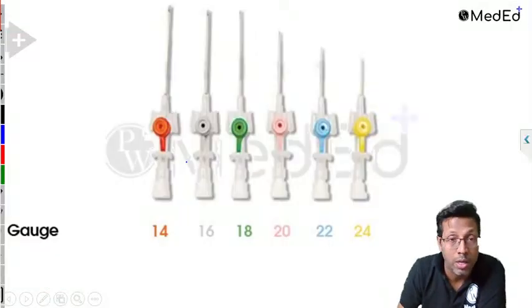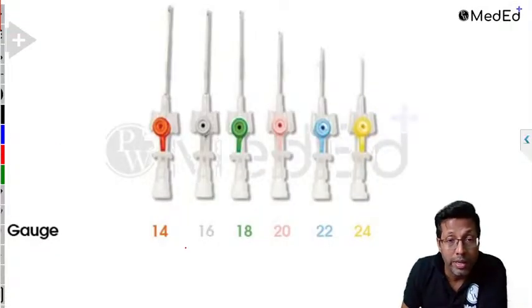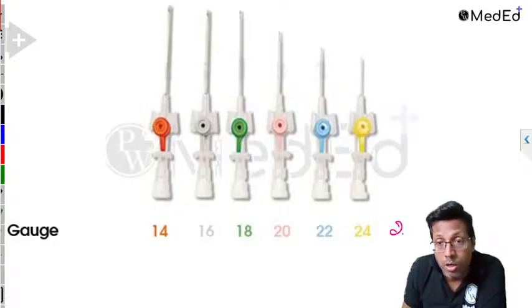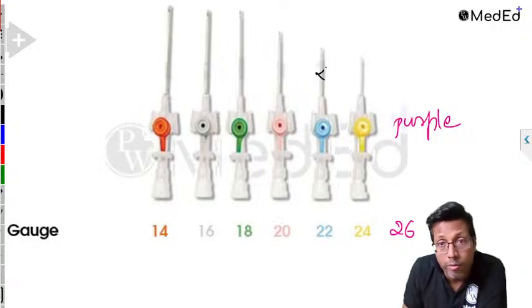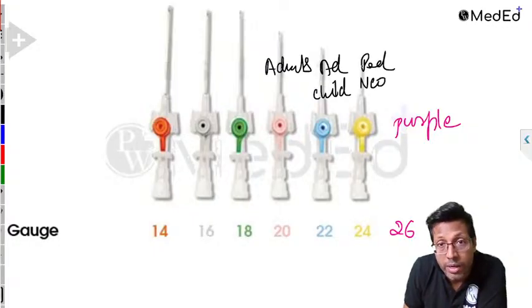Okay, so when you speak of IV cannula, they're all important. The 14 gauge, 16, 18, 20, 24, and remember there is 26, which is purple also. The 26 gauge is purple. As I discussed before, 22, 24, 26. So 20 is the most commonly used in adults. 22, the blue one, can be used in adults or in children. 24 is used in pediatrics, can be used in neonates, and 26 is used in neonates and preterm neonates.